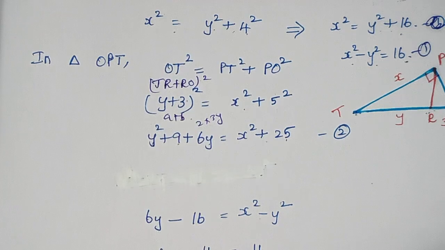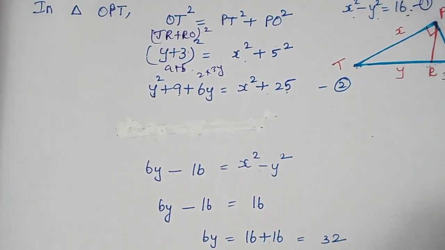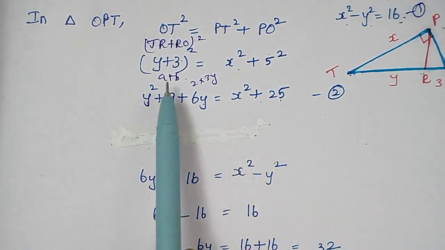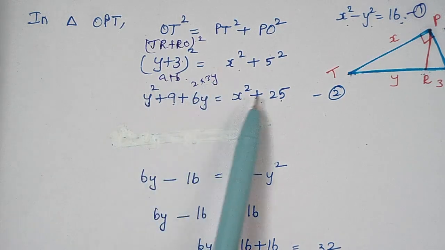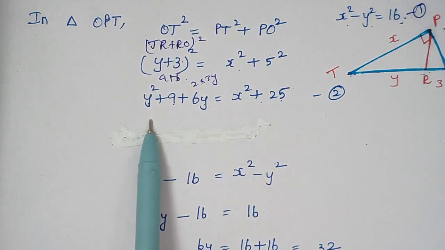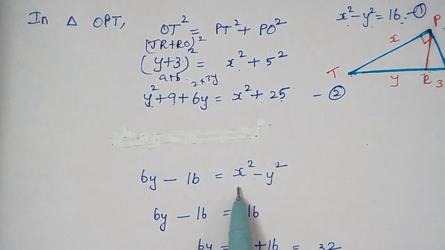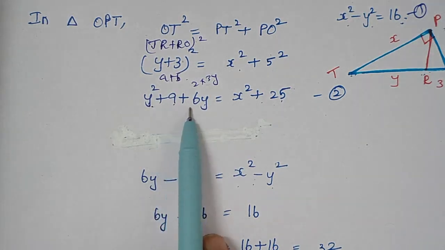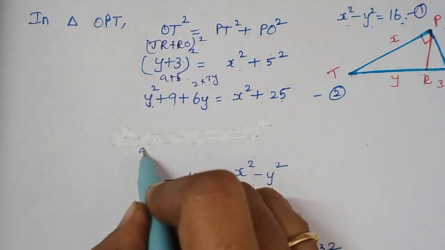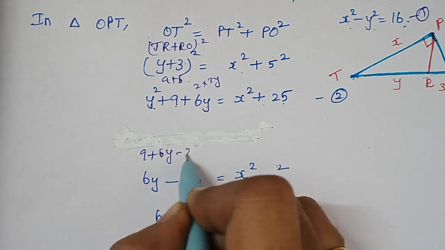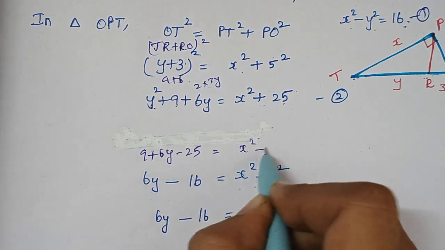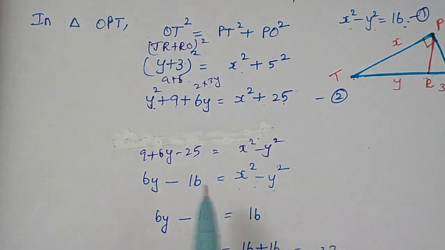So the next thing is I am just rearranging the terms. So I am moving this Y square to the right hand side and I am moving this 25 to the left hand side. So what happens? Here this Y square becomes minus, therefore X square minus Y square is equal to 9 plus 6Y minus 25. So when you solve, 9 minus 25 gives you minus 16.